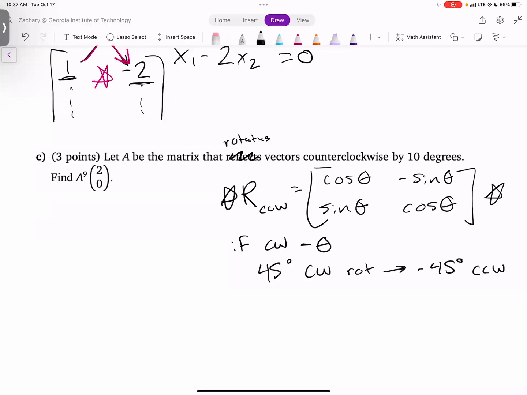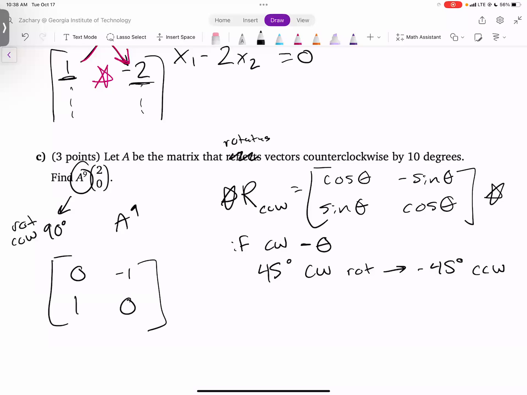Okay. The way we can think of this instead is we're rotating by 10 degrees 9 times. So we're rotating by 10, then rotating by 20, 30, 40, 50. So A to the 9th is the exact same as just rotating counterclockwise by 90 degrees. So we can plug back into our rotation counterclockwise matrix for a 90 degree rotation. The cosine of that is 0, the sine of that is 1, so we get 0, -1, 1, 0. Okay, so this is A to the 9th.